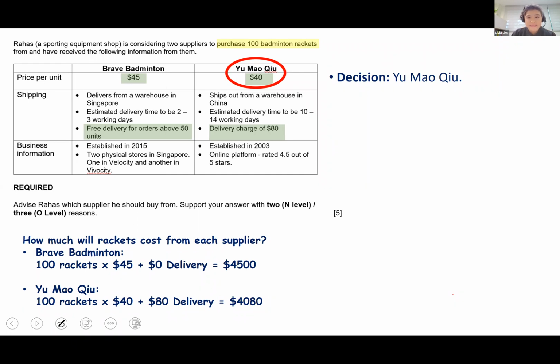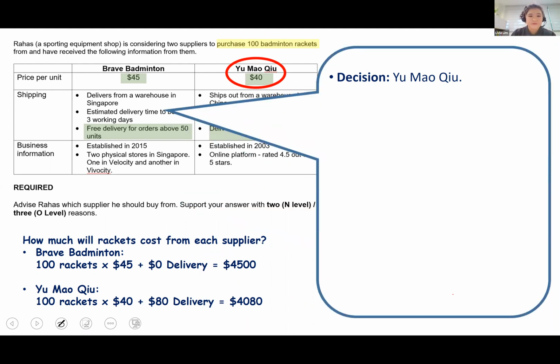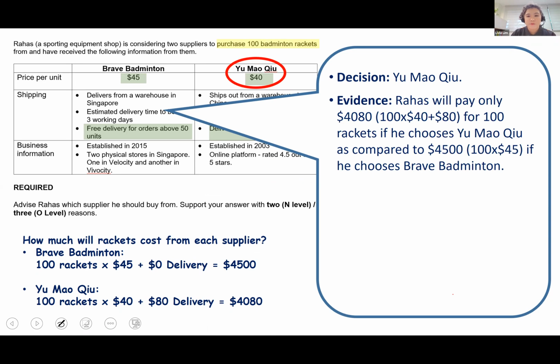So from here, I can see that the decision I should make is that I should go with Yu Mao Qiu. Why? So say the decision, Yu Mao Qiu. And why Yu Mao Qiu? Because Rahas will only pay $4,080 for 100 rackets if we choose Yu Mao Qiu. So he actually pays a lower inventory cost, compared to $4,500 if he chooses Brave Badminton.